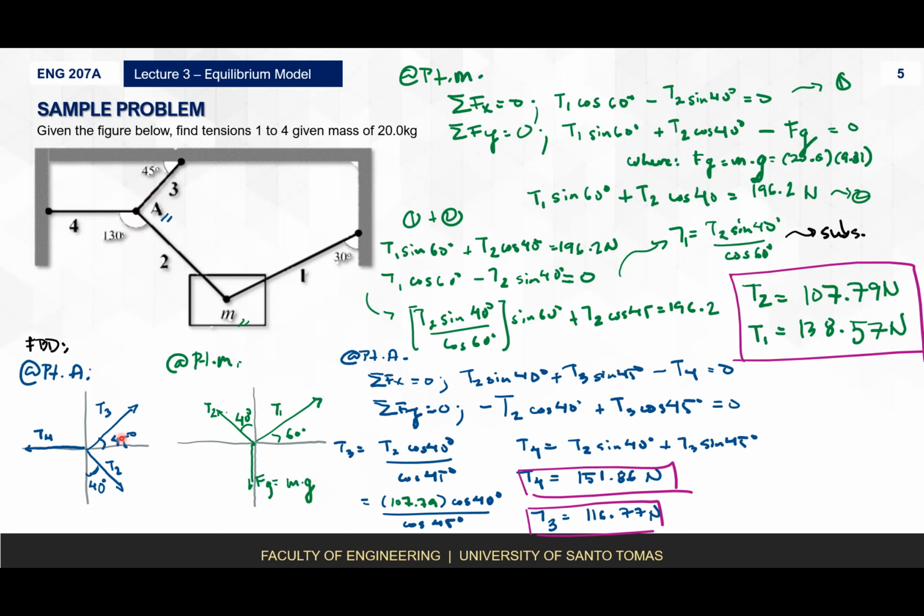So for example here, we have to build the FBD at point A and at point M. So you can build it separately or diretso mismo dito sa figure nito. Ako, I would prefer to just draw it separately so that I can see yung system eh. So we have tensions 3, labeled here 3, 2, and 4 with their given angles naman eh. Tension 4 is kind of simple lang kasi it's perfectly horizontal. So it's going to the left. So that's T4 lang and there's no angle of inclination.